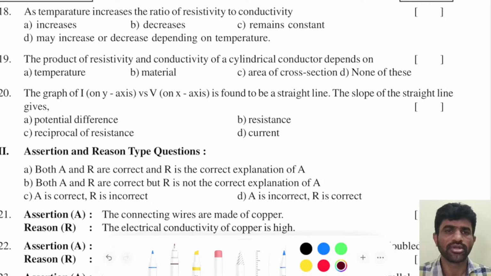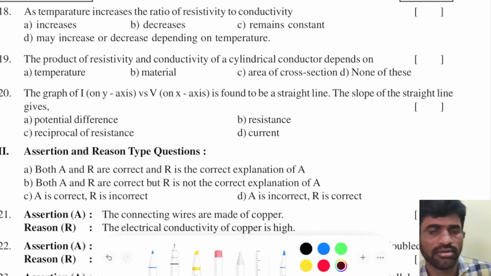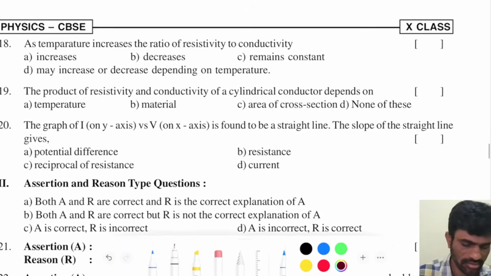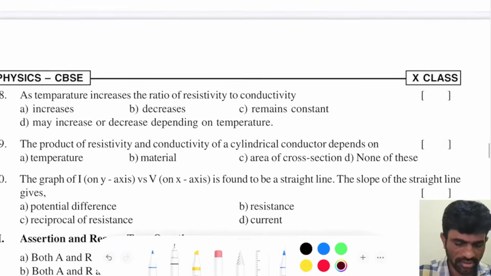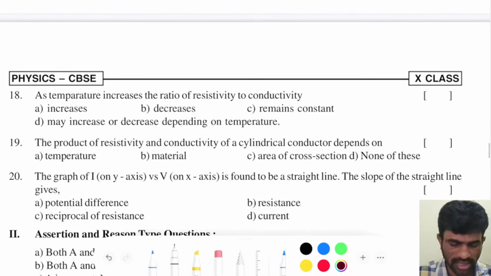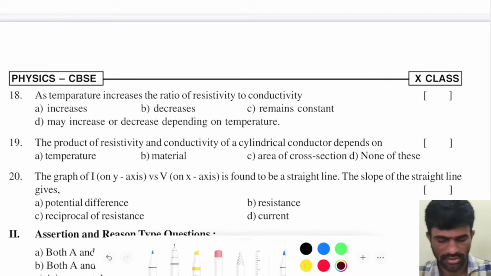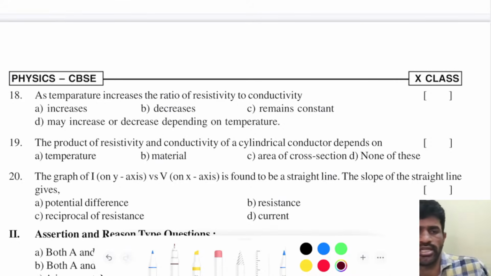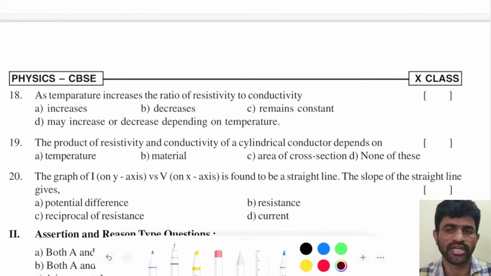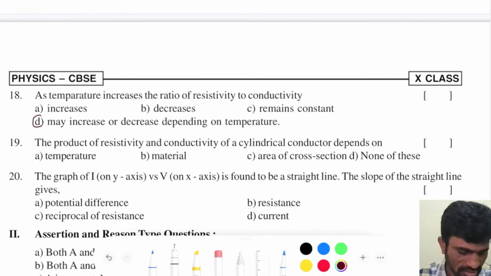See, it may increase or decrease depending on the temperature. Question number 18: as temperature increases, the ratio of resistivity to conductivity may increase or decrease depending on the temperature. It varies. So option D is correct.